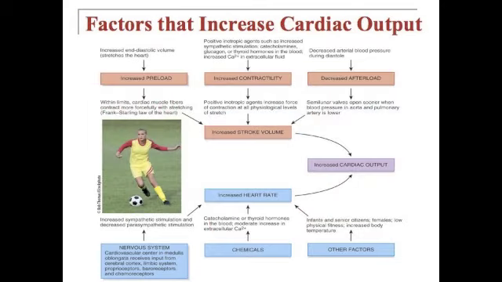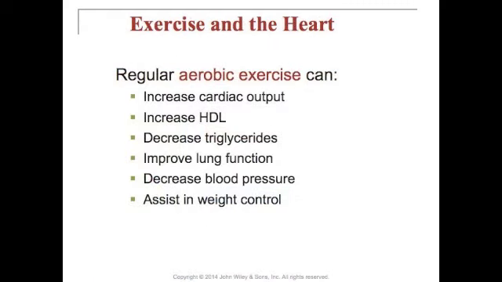So here we see figure 20.17 on page 756. And I'm going to let you go through this slide on your own time. This deals with factors that increase the cardiac output. Moving on to exercise in the heart, regular aerobic exercise can increase cardiac output, increase HDL, decrease triglycerides, improve lung function, decrease blood pressure, and assist in weight control.